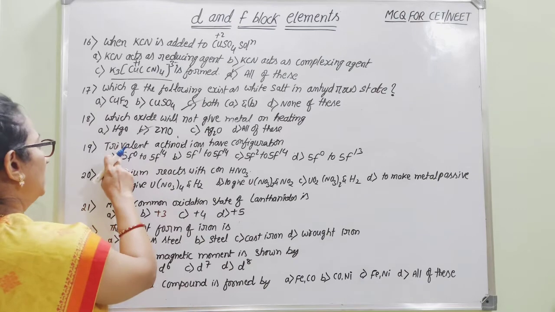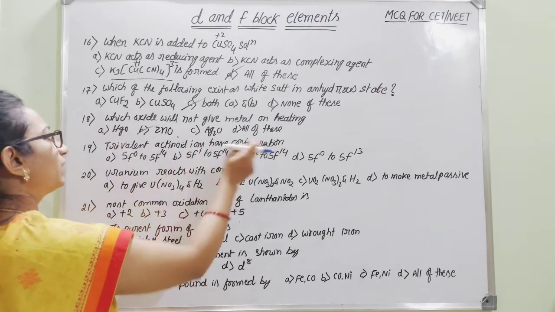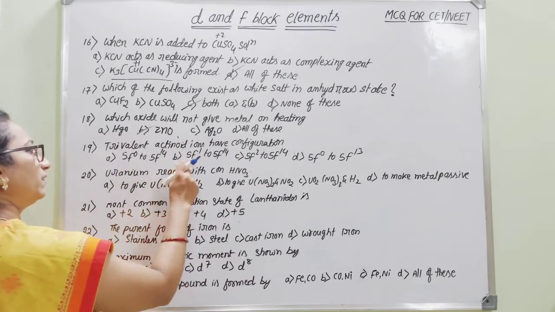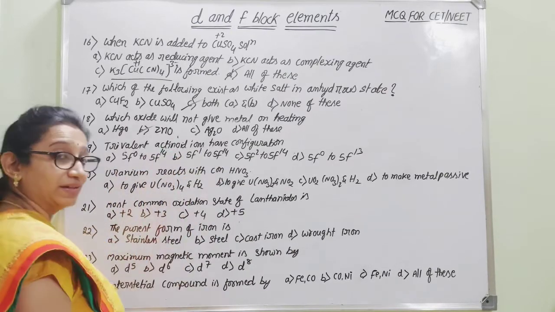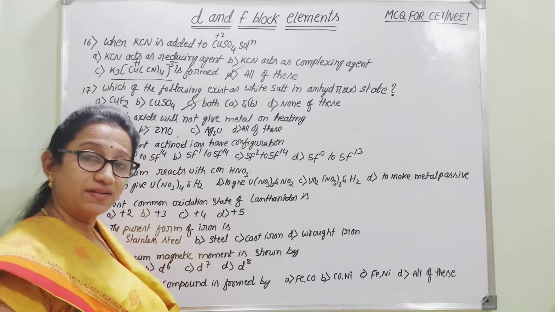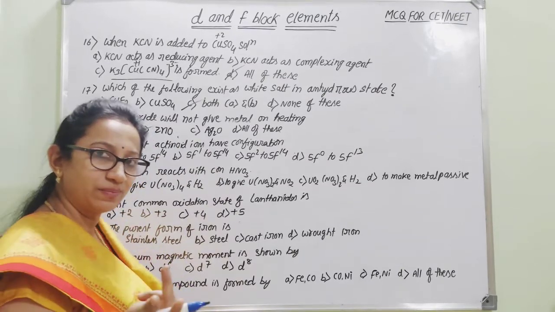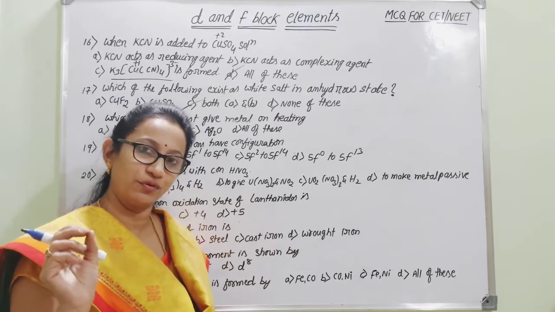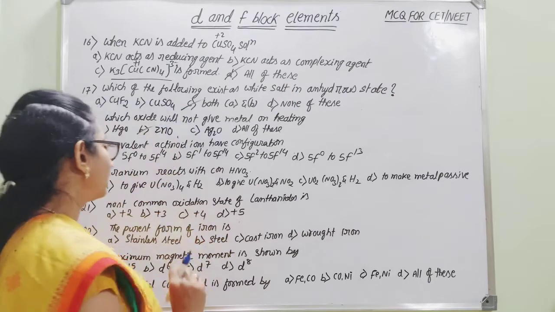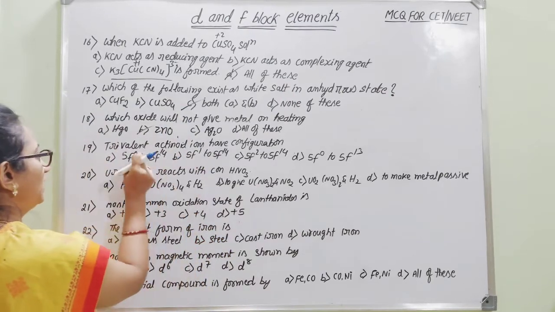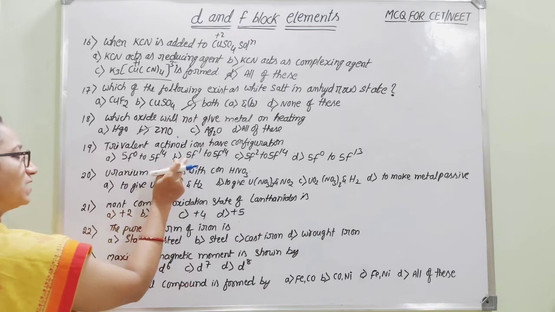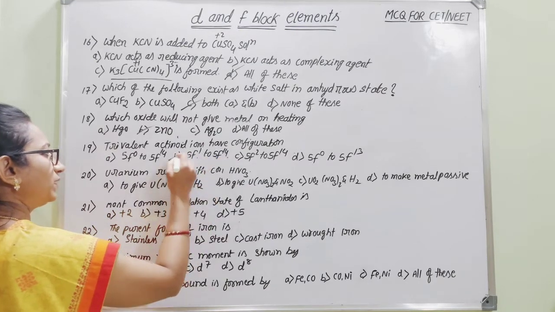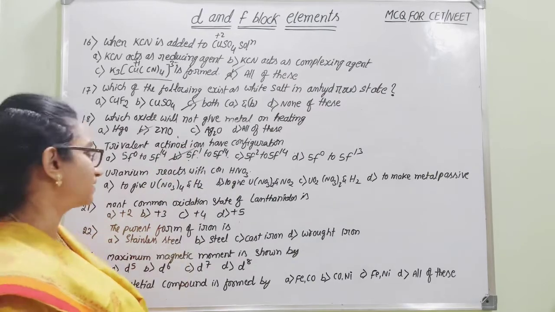So next, trivalent actinide ions have the configuration. Here we can just remember, in case of actinides, after 5f you will get 6d, and then 7s. The 3 electrons will be removed from 7s, a few from 6d, and the remaining from f. After removal of the 3 electrons, they will have the configuration 5f1 to 5f14. Therefore, option B is the right answer.